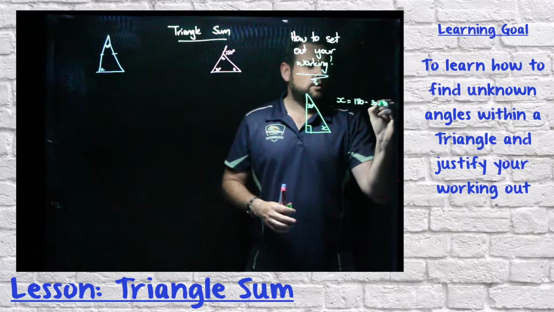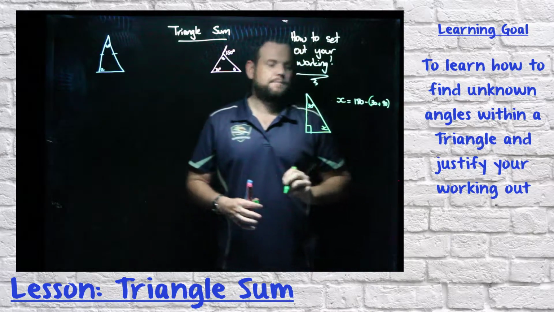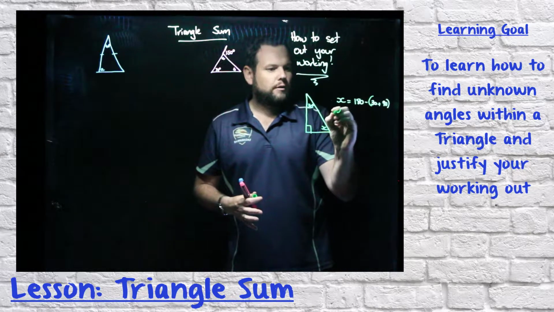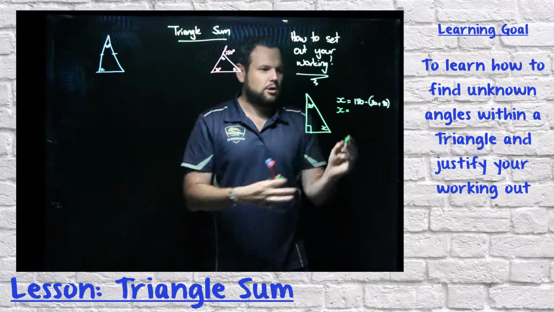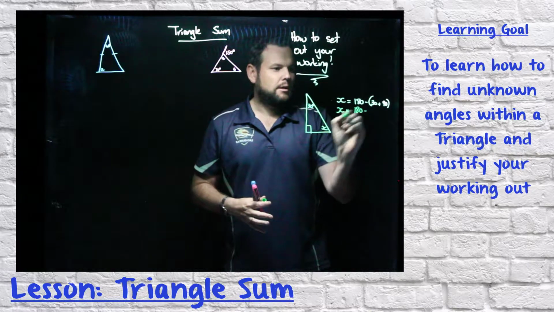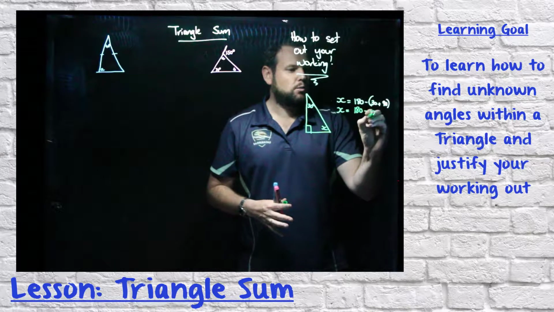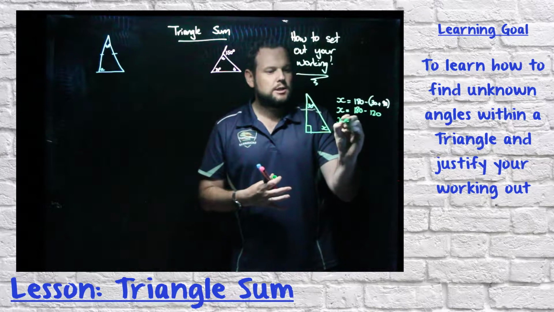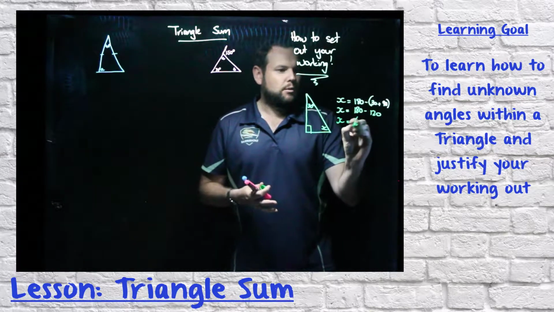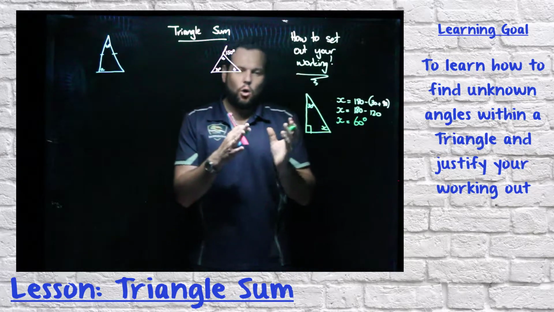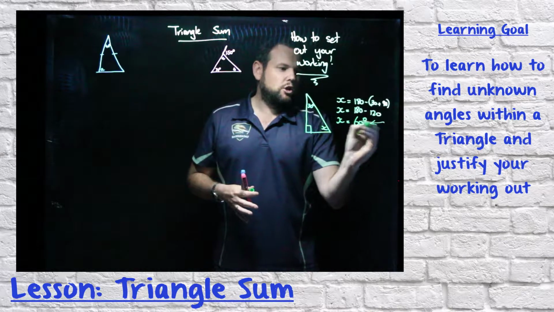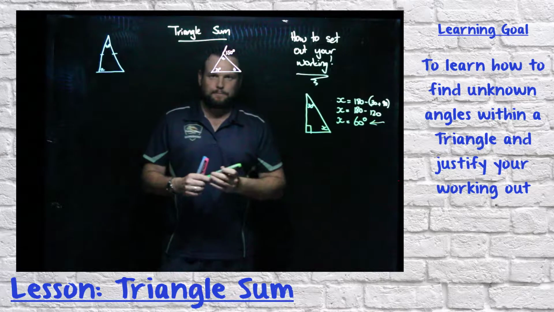But what we're going to do is add these two together, okay? So my next line of working would reflect us adding those two together. Okay, so 30 plus 90 gives 120. And then obviously we just have one step to go, which is 60 degrees. Always make sure that you're showing your units there, okay?